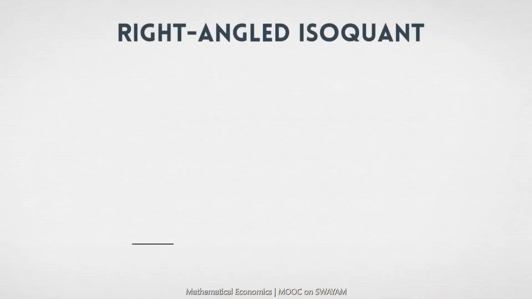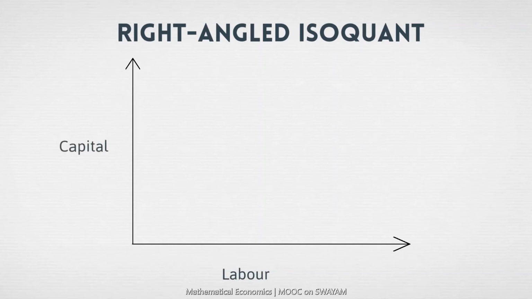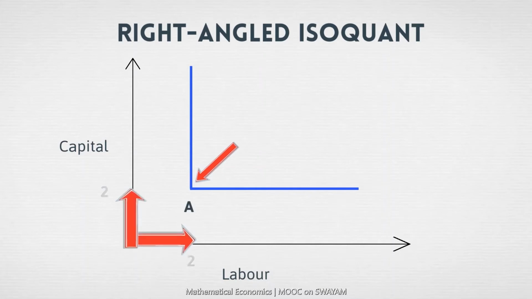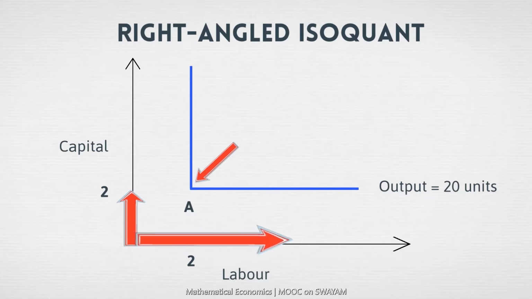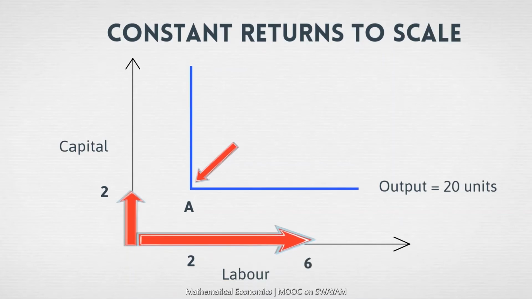Consider the right-angled isoquant. At point A, 2 units of labor and 2 units of capital produce 20 units of a product. If labor increases to 6 units and capital is maintained at 2 units, the output is not increased, therefore fulfilling the assumption of no substitutability among factors of production.